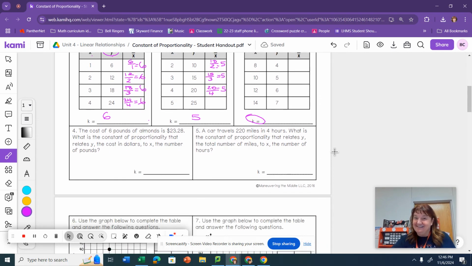Okay, how did you do? Did you do good? I hope so. Now keep in mind that I put this on 2 times, so you get 2 tries on this Edpuzzle. So if you messed up, you can do it again.